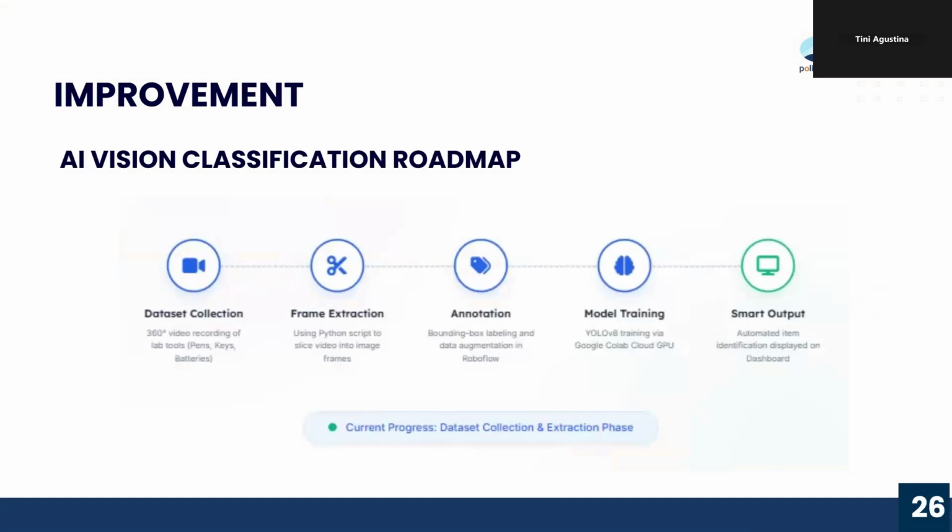And this is the improvement AI vision classification roadmap. Dataset collection, frame extraction, annotation, model training, and smart output. Next.